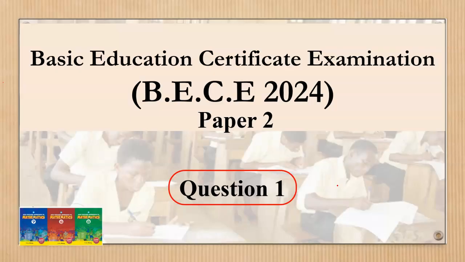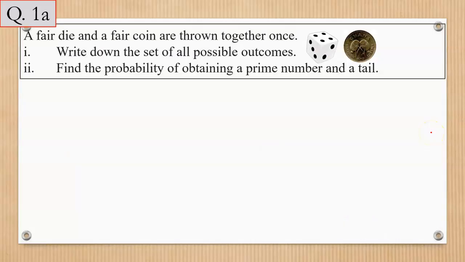And in this episode, we are looking at BECE 2024 paper 2, and we're looking at question number 1. The first question, 1A, says a fair die and a fair coin are thrown together once. Write down the set of all possible outcomes, and find the probability of obtaining a prime number and a tail.